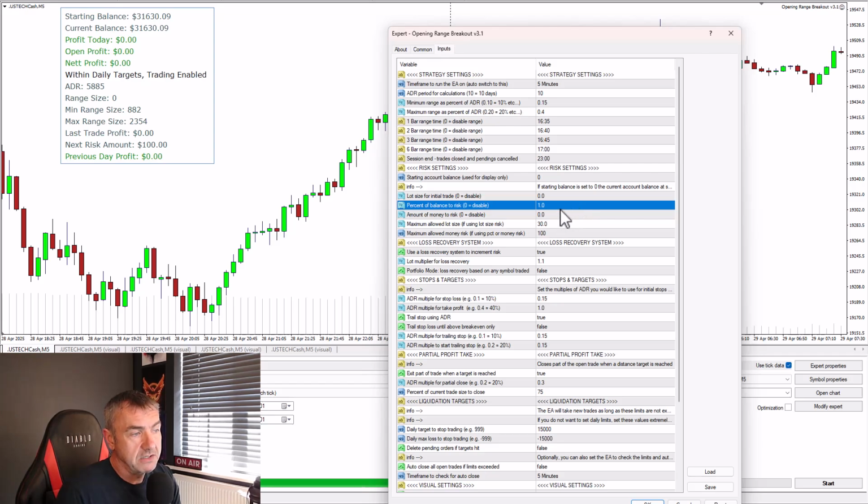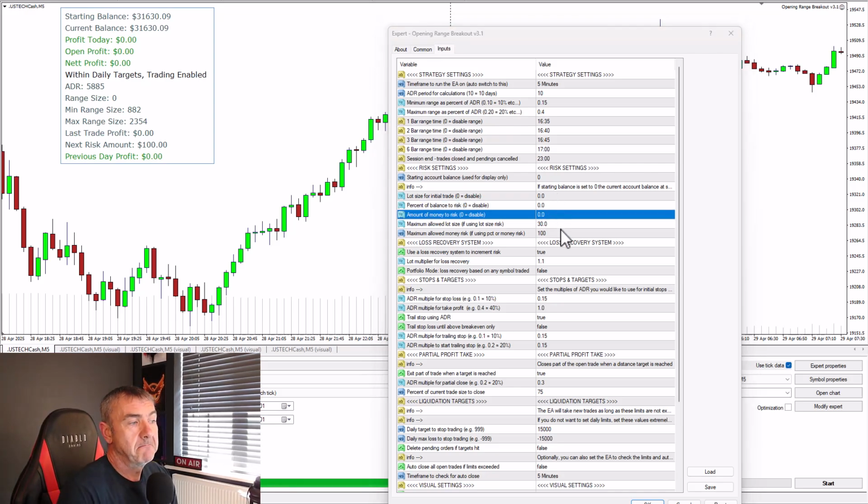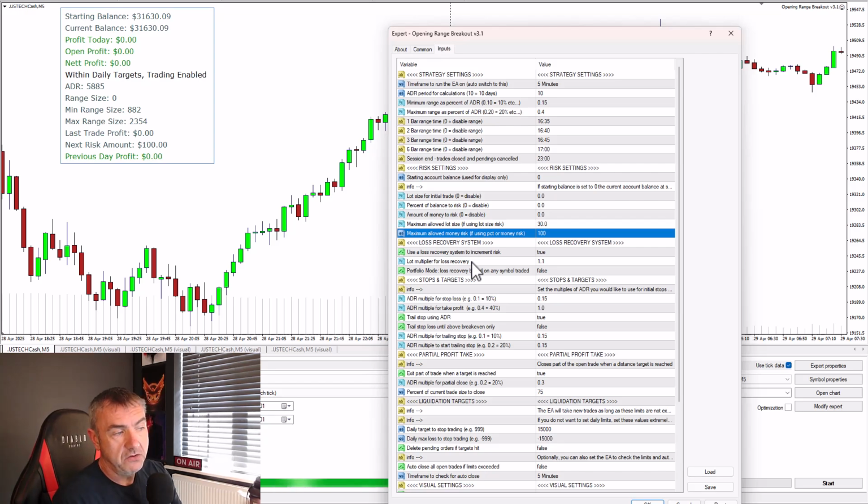If you are using monetary risk, what the EA will do is it will basically risk exactly the same amount every time on your initial trade. So in here, for example, we've set 200, which means that it will risk $200 or whatever your base currency is on the initial trade. And obviously these can be adjusted on the fly as you go. You also have here the maximum allowed lot size if using a lot size risk, and the maximum allowed money risk if using a percentage or a money risk basis.